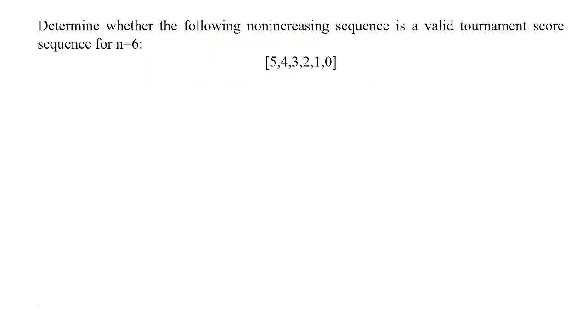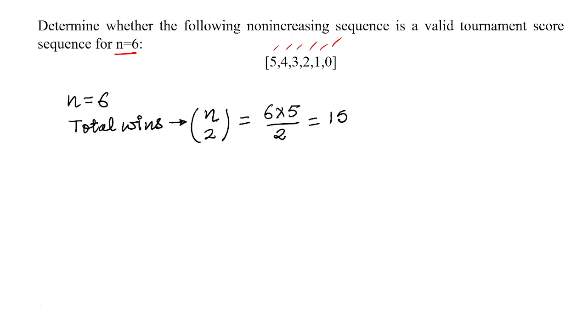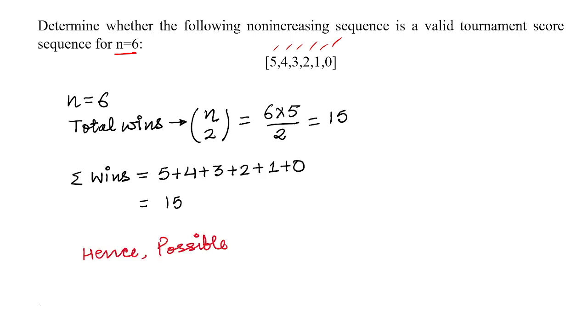Likewise, you can also solve this. Determine whether the following non-increasing sequence is a valid tournament score sequence for a 6-vertex tournament: 1, 2, 3, 4, 5, 6. 6 players are there, that means 6 vertices are there. These numbers represent the scores. And you all know the total score of any tournament should be equal to n(n-1)/2. And what is n given in the problem? It is 6. So if you solve this, you will get 15. Now, if you add the scores, that should also come out as 15. Yes, hence this is possible.